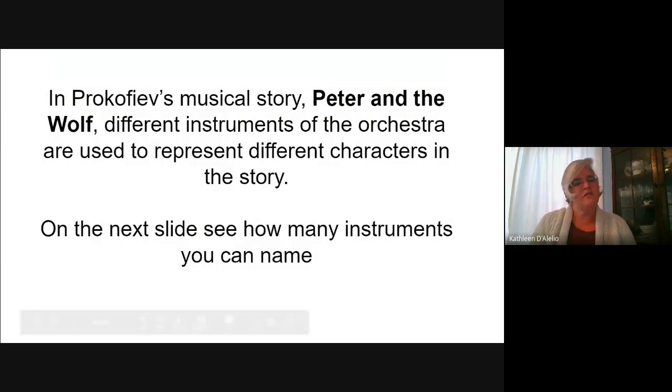One of the most famous musical stories was written by a man named Prokofiev. He's the composer, and he wrote some music called Peter and the Wolf. It tells the story of a little boy named Peter who lived with his grandfather, and his grandfather said all the time, "Peter, do not go into the meadow. The wolf might come out of the forest and it could be dangerous." Well, one day, Peter decided to go in the meadow. And that's the story of what happens with Peter and the Wolf. In Prokofiev's story, different instruments in the orchestra are used to represent different characters in the story.